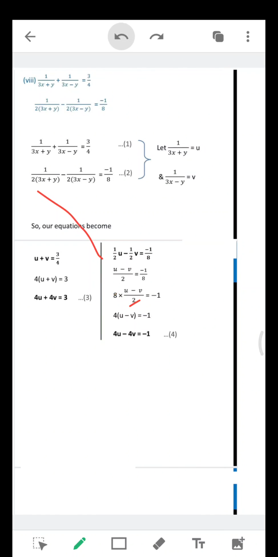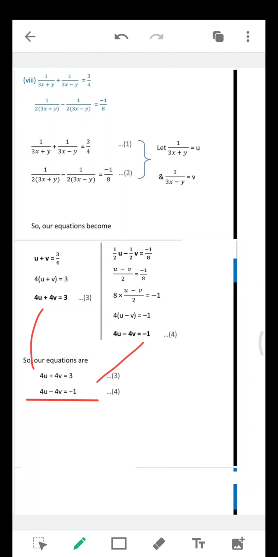Now we have got two pair of linear equations. We'll simplify these two pair of linear equations by any method. So let's begin solving this equation 3 and 4 by elimination method. So I have taken equation 3 and equation 4 to find the values of u and v. After finding u and v values, we'll put them back here. Okay, we'll put them back here and here to get the values of x and y. Okay, so let's solve this.